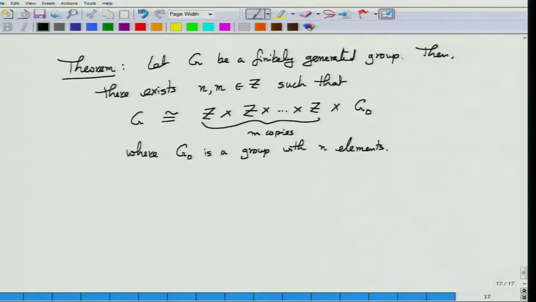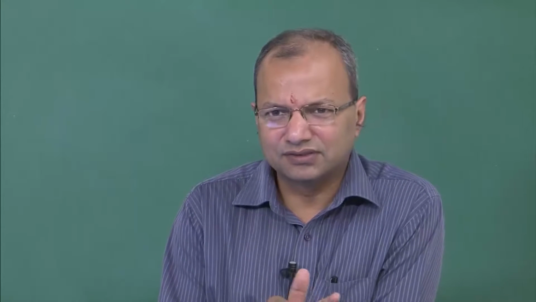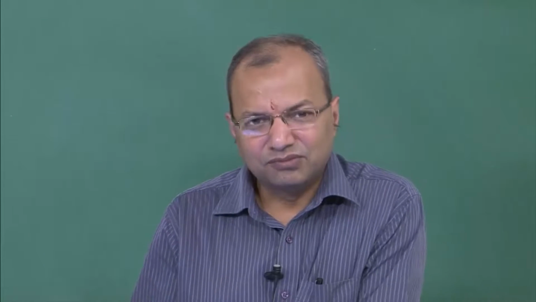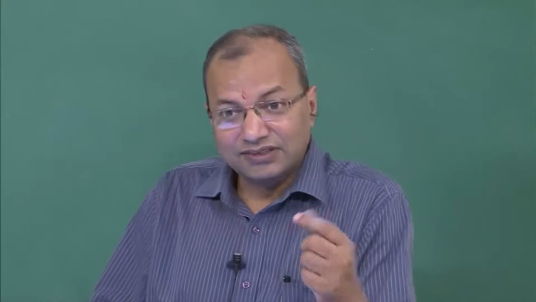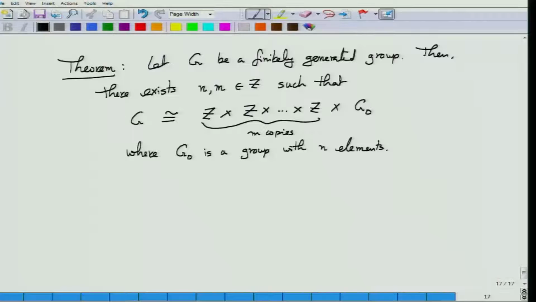In this course, as I said yesterday, we will discuss commutative groups. So, whenever I say a group, I mean commutative groups. This theorem does not hold for non-commutative groups, so it is only for commutative groups that we are talking. If I talk about non-commutative groups, I will say so. Otherwise, when I say group, it is a commutative group. So, G is a finitely generated group.